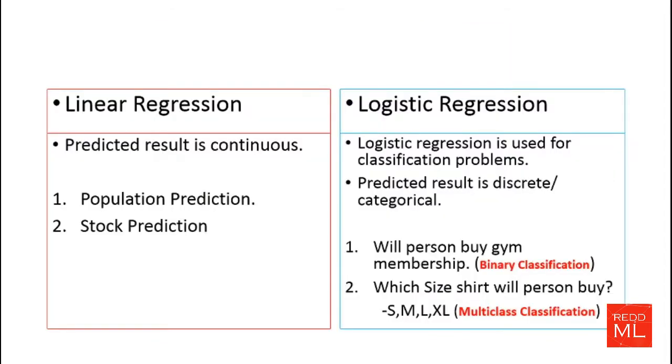Previously we've seen the difference between linear regression and logistic regression. Just for a recap, binary classification is when there are only two outputs, that's 1, 0, true, false, yes or no. And in multi-class there are multiple, that's small, medium, large, extra large in shirt sizes.